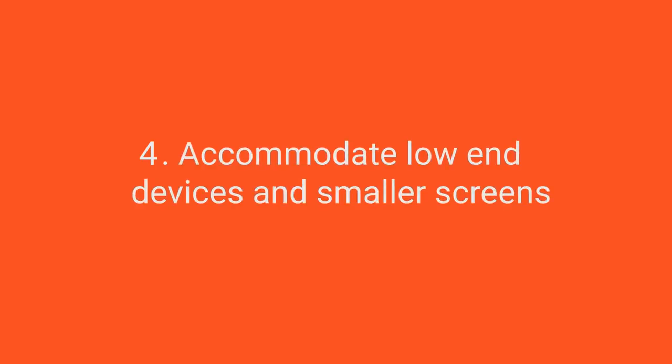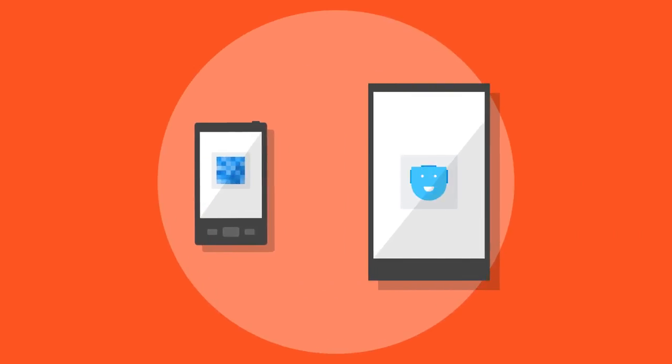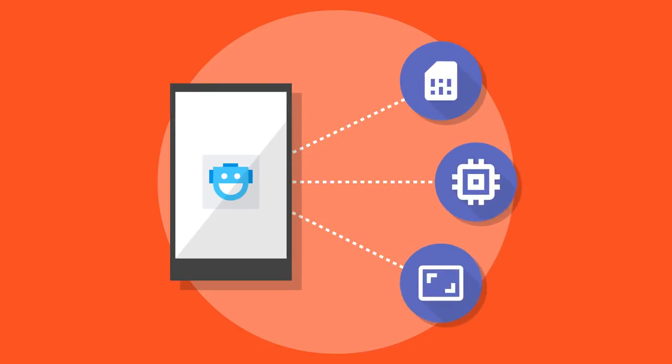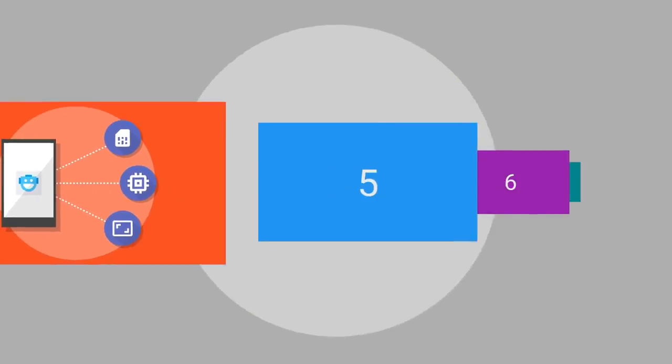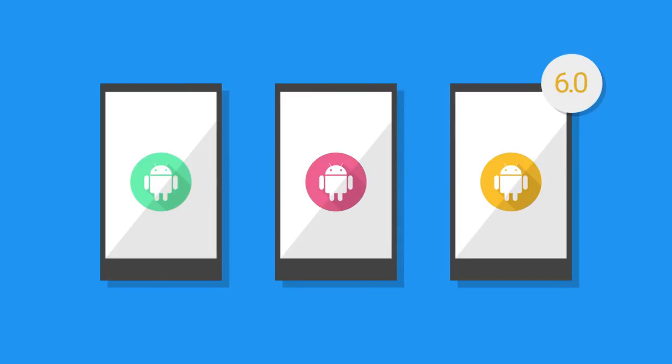Accommodate low-end devices and smaller screens. In emerging markets, many devices tend to have small screens, so make sure you optimize your UI by testing on multiple screen sizes. You should also adapt your app to low-end devices, which may have low memory, low processing power, and low resolution. Ensure your apps will run on older versions of Android. To reach the next 1 billion users in emerging markets, consider backward compatibility to Jelly Bean, and where practical, back to Ice Cream Sandwich.